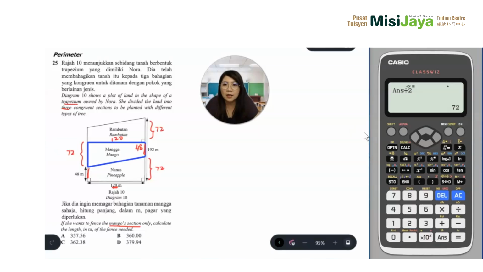Next I need to find what this line is. I label it as H. It's like the hypotenuse of a right angle triangle. So I create a right angle triangle here so that I can find the hypotenuse. Okay, so here.